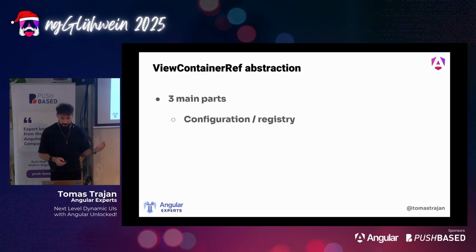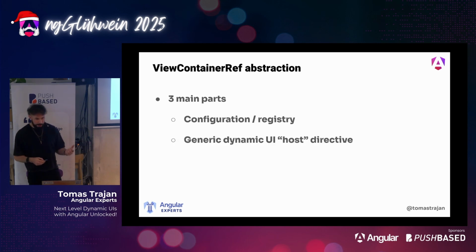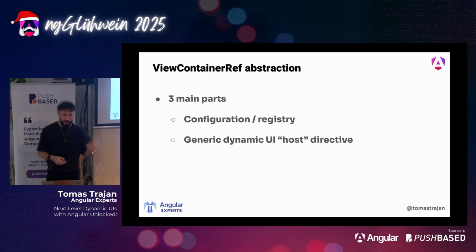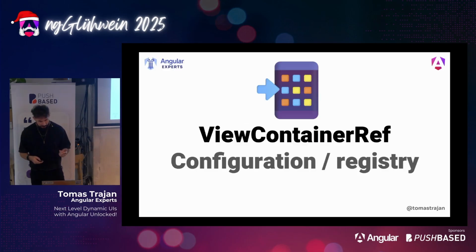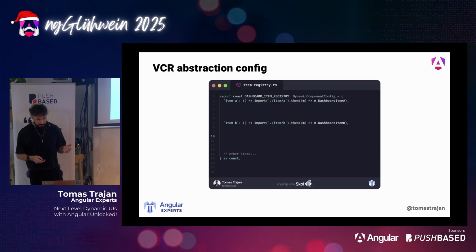So in this solution we'll have three main parts. One will be a registry, which we already have, but we will extend it with some additional stuff. Then the second part will be a generic dynamic UI host directive, which will take care of the heavy lifting of instantiating those dynamic components, synchronizing the inputs and outputs and all this kind of stuff. And then the third part is what we already have, the consumer component, which actually wants to instantiate those dynamic components. So let's have a quick look at how this could look. So first the registry.